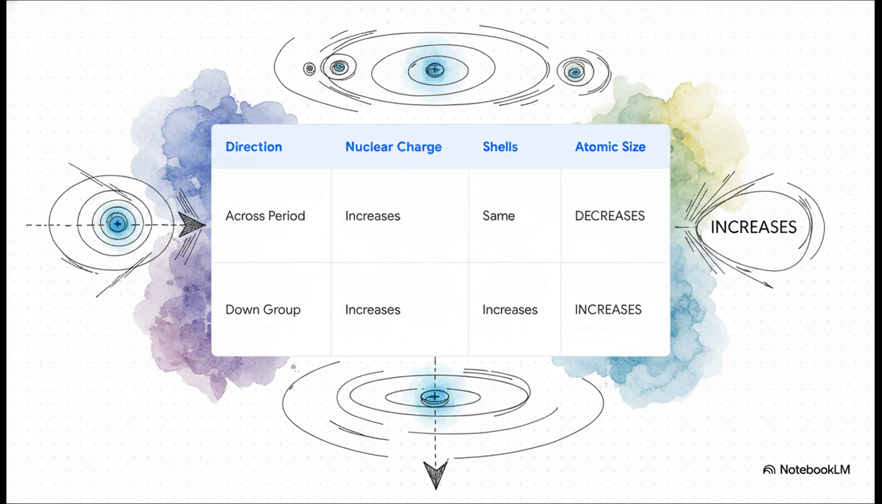But go down a group, top to bottom, it's a different story. Yes, the magnet gets stronger, but you are piling on massive, brand new layers of electrons. That huge addition completely overrides the inward pull. The result? The atom swells up and the atomic size increases. So, left to right, they shrink. Top to bottom, they swell.